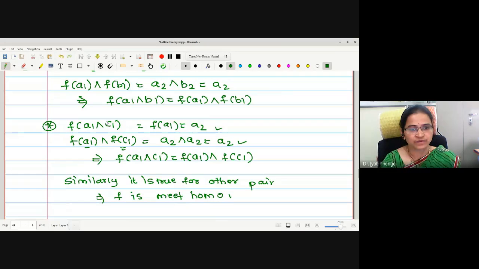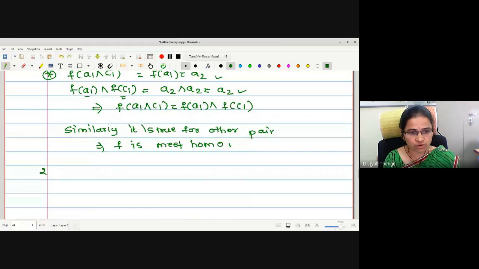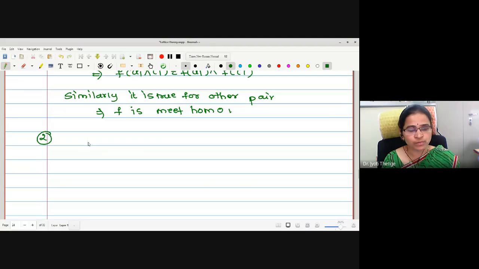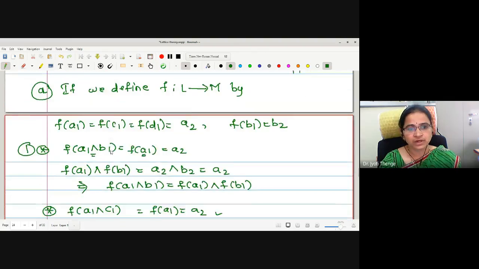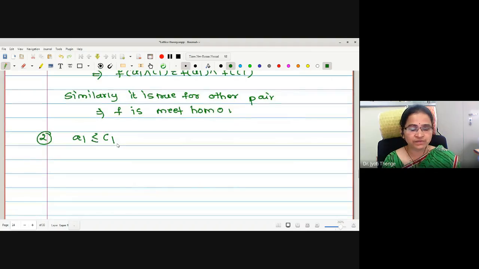Let us check if it is order homomorphism or not. What does order homomorphism tell us? If A1 precedes C1, the corresponding f of A1 must precede f of C1. Correct? Here A1 precedes C1. What is f of A1 and f of C1 then?